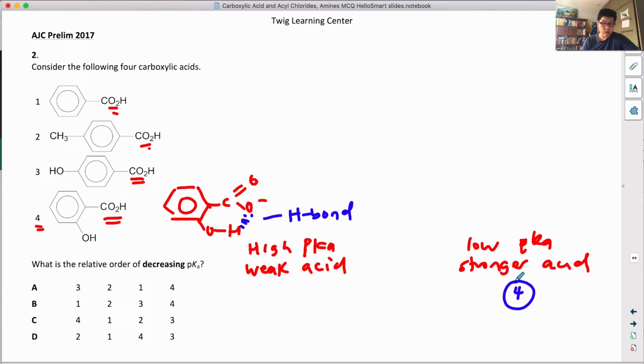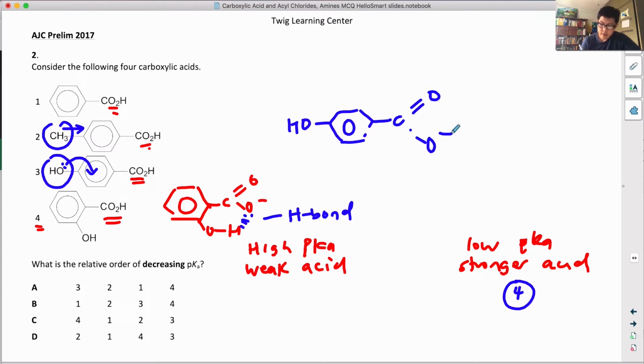Let's look at the next stronger acid. You need to know that an electron donating group will make it a weaker acid. Over here there are two electron donating groups, but which one is the stronger electron donating group? It is actually OH, because the lone pair of O can delocalize into the ring. But CH3 is just mildly electron donating. Let me draw it out very quickly. Let's look at number 3. This negative charge is supposed to be able to delocalize into the benzene ring. So actually this is how it works.